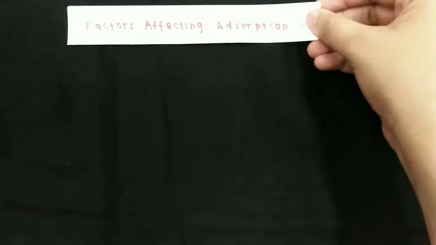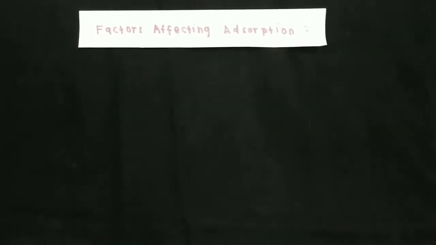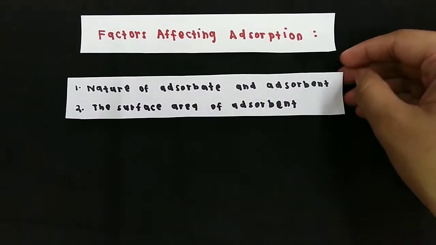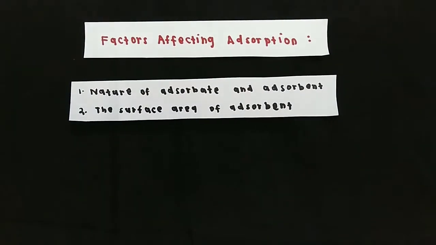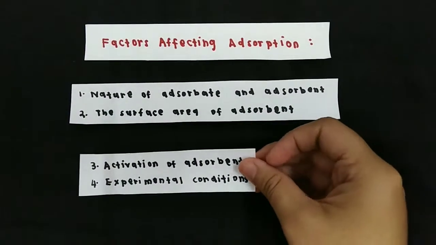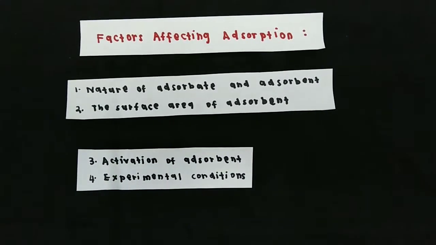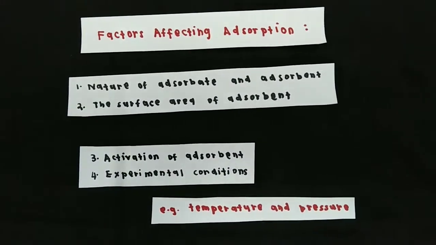Now, there are 4 factors affecting adsorption. First, nature of adsorbate and adsorbent. Second, the surface area of adsorbent. Third, activation of adsorbent. And fourth, experimental conditions, as an example, temperature and pressure.